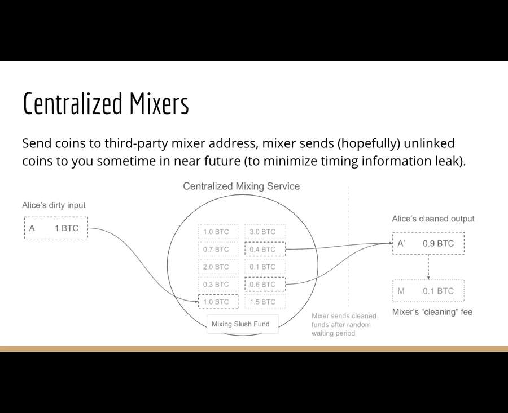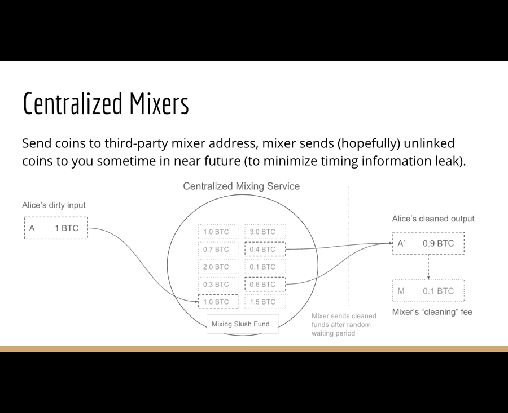So the first case, and really the most basic, is the centralized mixer. Essentially what you have is Alice with her dirty inputs, and she deposits these inputs into the centralized mixing service. This is a third-party, trusted service. Then later, she specifies an output address, and sometime in the near future, the centralized mixer sends different unlinked coins to the output address, and usually takes a mixing fee.